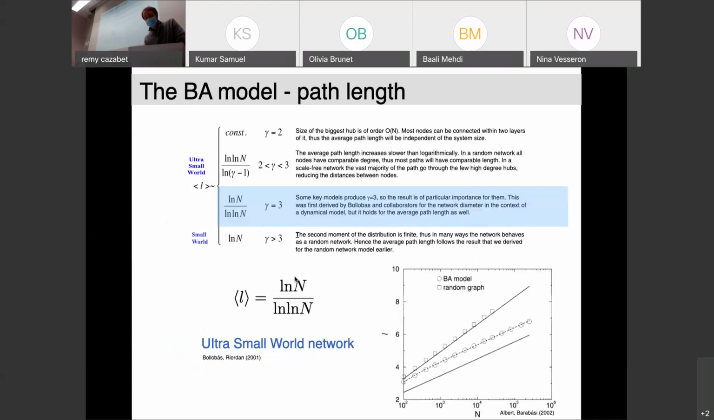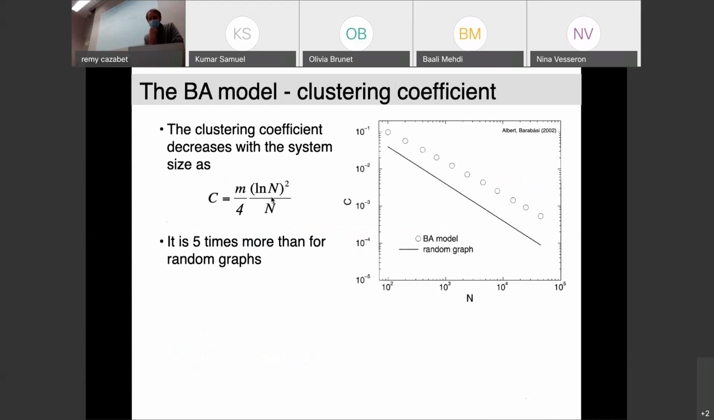So the path length is actually defined by this value because the exponent is 3. That's what I already introduced before. The clustering coefficient, on the contrary, can be shown to be small, exactly like in normal random networks, Erdős-Rényi or the configuration model. You have the same problem. You don't have a high clustering coefficient.